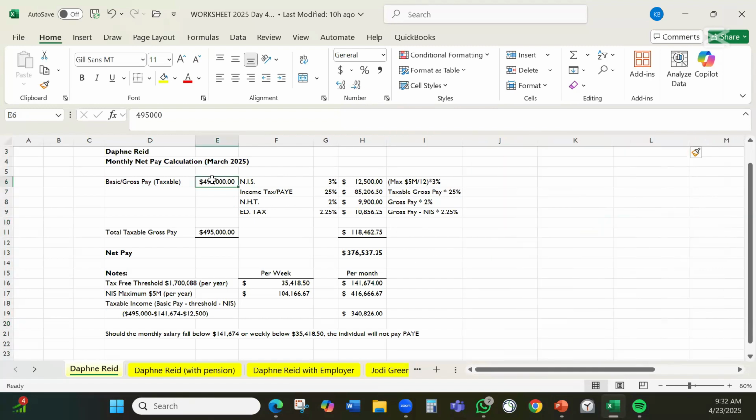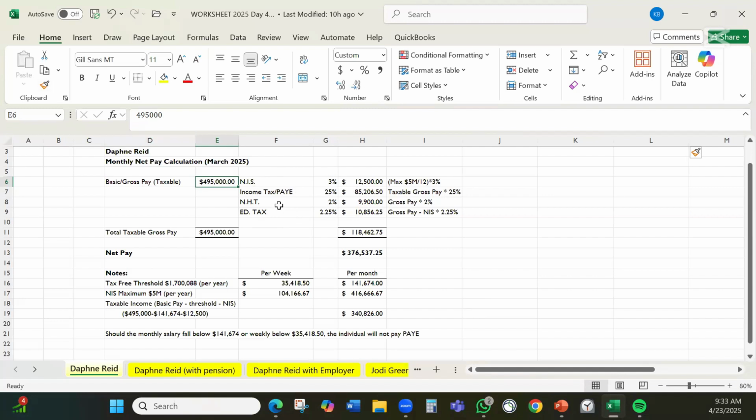All right, so the basic pay, $495,000. And you know that as an employer, you're subject to NIS, PAYE, NHT, education tax. That is what you pay from your earnings as an employee, all right? Or if you're running somebody's payroll, that's what you're supposed to deduct from them. No matter whether it's a business or a company, once you're running payroll for somebody, so if you're paying somebody and you're going to calculate their pay, they need to pay this.